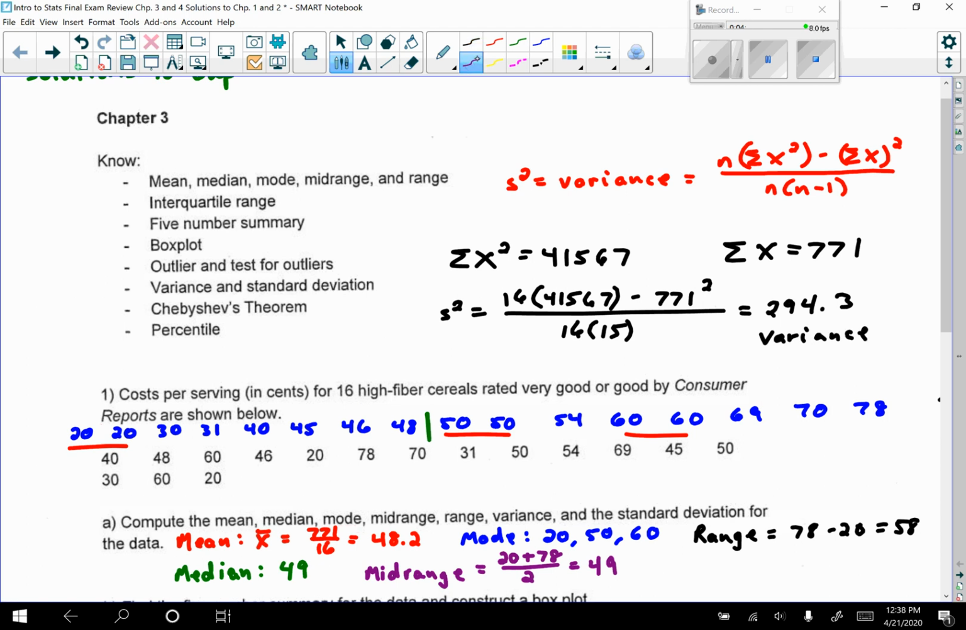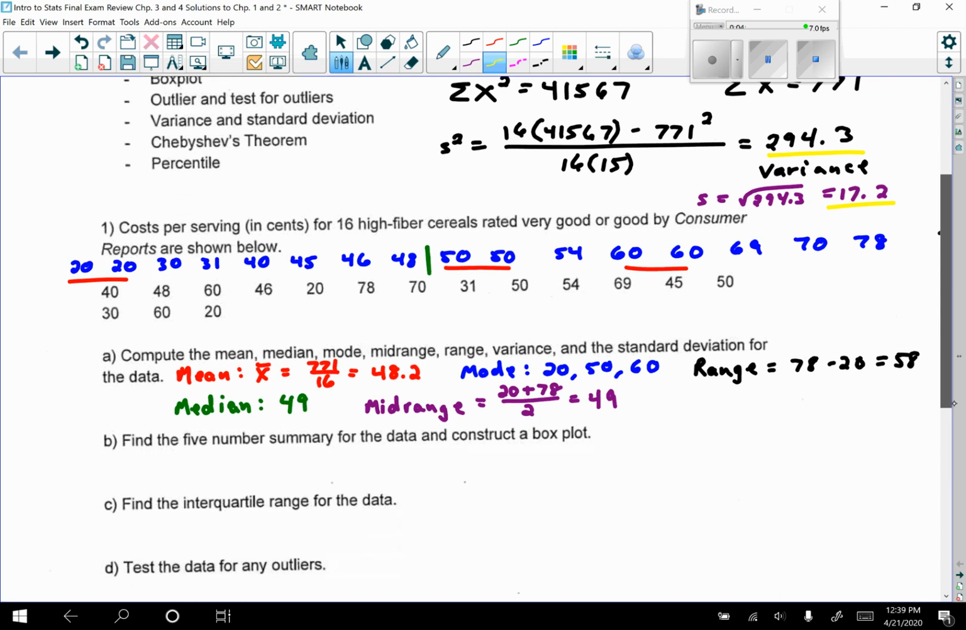And then our standard deviation is just the square root of this. So s, which is our standard deviation of the sample, is the square root of 294.3, or even if you kept the entire value in here, you should be getting 17.2. All right, so again, just to emphasize, we have our variance of 294.3, our standard deviation of 17.2, and we found everything else below here.